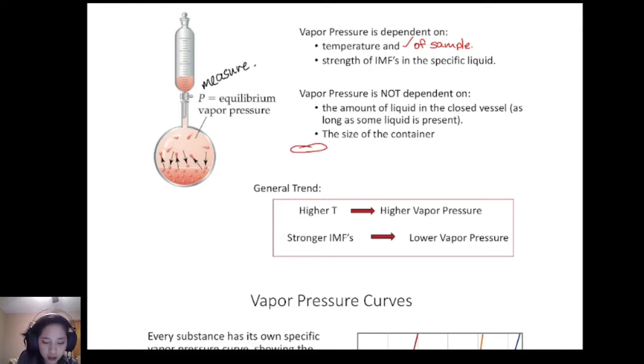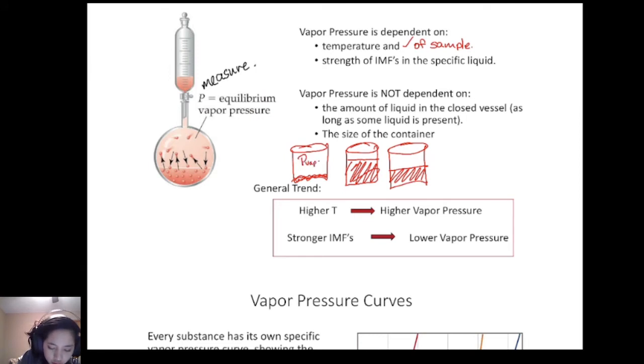So if I have a container, if these are all closed containers, right? If I have like a tiny bit of liquid, this is my liquid. If I have a bunch of liquid, or if I have a medium amount of liquid, all of these pressures will be the same. Whoops, P vape, that means vapor pressure. All of them will be the same. It doesn't matter because essentially enough gas molecules will leave the liquid to achieve that vapor pressure that's defined at that temperature.